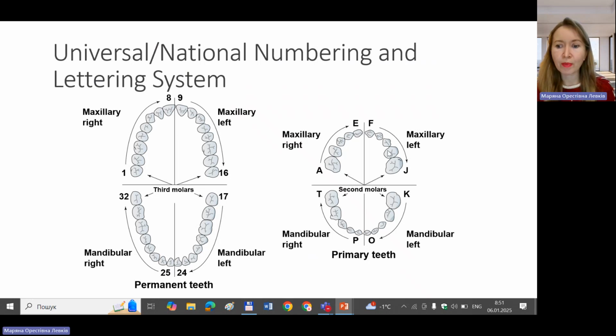For temporary teeth, for primary teeth, a similar principle is used, but instead of numbers, letters are used. Starting from the last molar of the maxillary right, from the letter A, moving through the jawbone to the letter J, and then proceeding through the mandibular teeth and finishing at the last molar of the mandible.